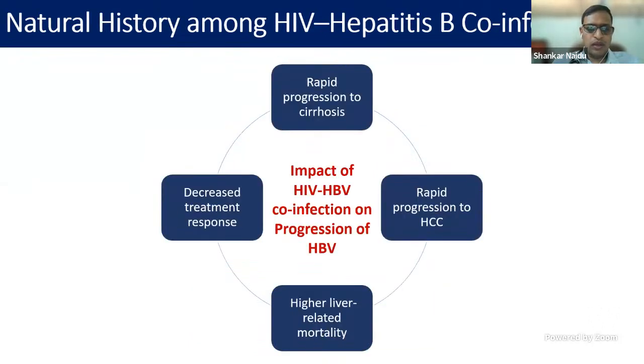And if you look at the effect of HIV on the hepatitis B infection progression, as we can see here, there would be rapid progression of these patients of hepatitis B infection resulting in cirrhosis, which is again a risk factor for developing hepatocellular carcinoma. And these patients have been shown to have a decreased treatment response. And all of these together will result in a higher mortality resulting from the liver dysfunction.